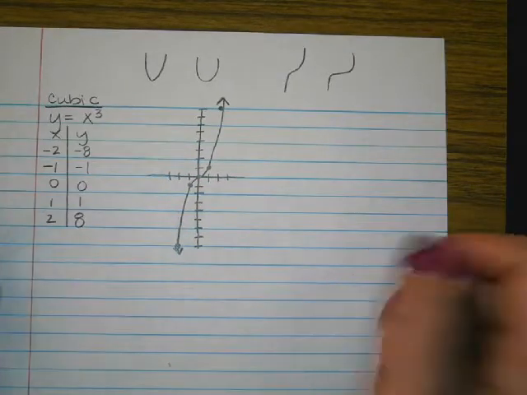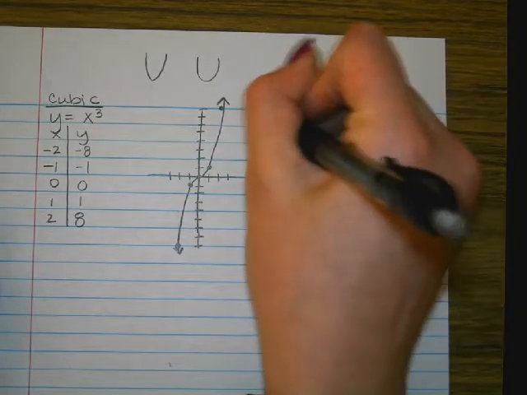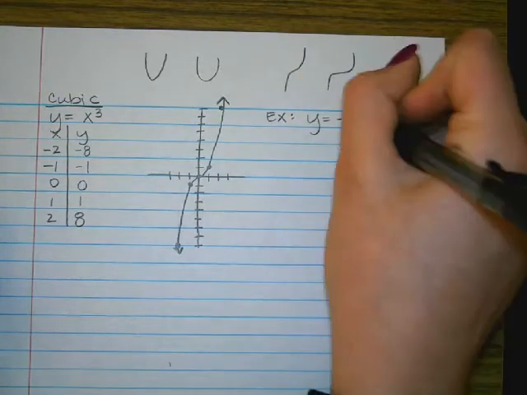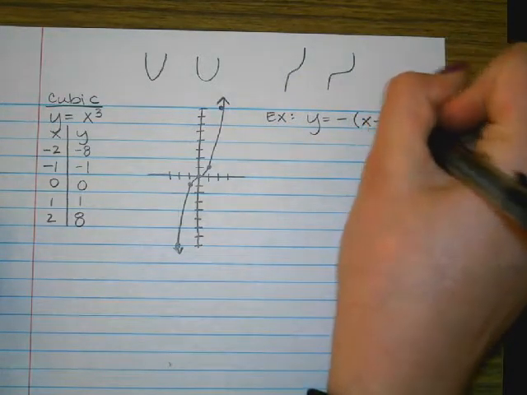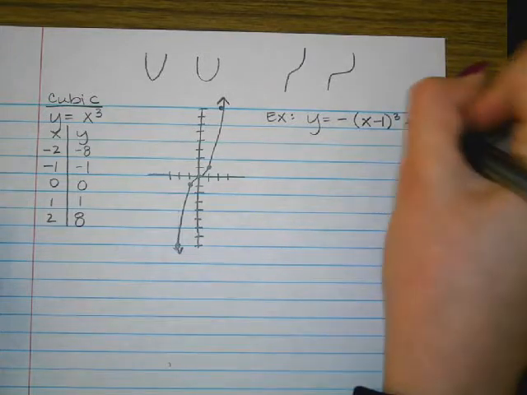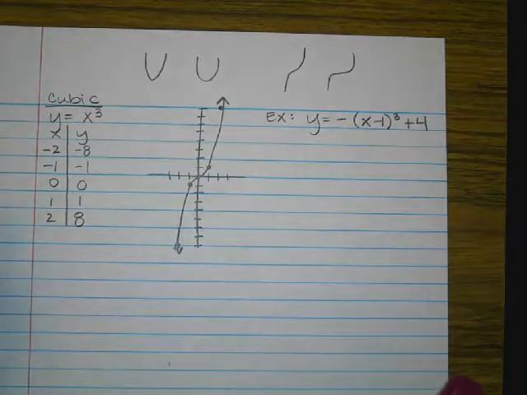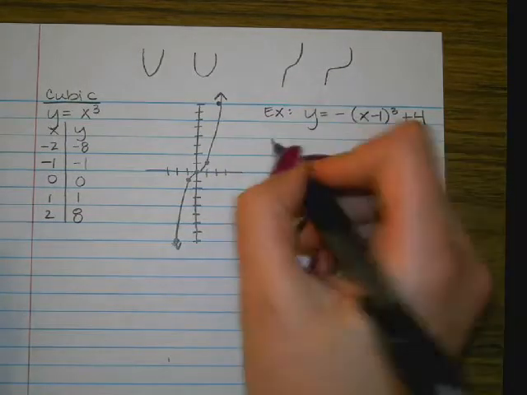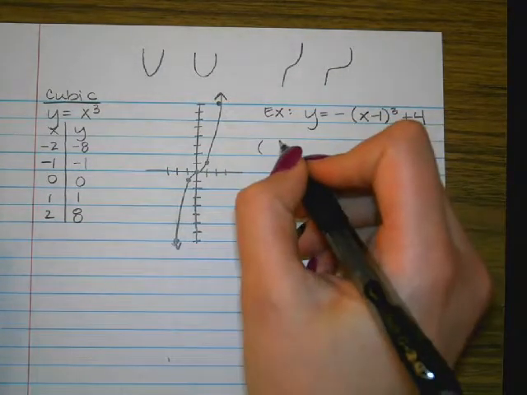All right, so we're going to go ahead and do an example problem for this. So we're going to do y equals -(x - 1) to the 3rd plus 4. And we're going to graph it, and then we're going to find each of the different characteristics for it. So for us to graph it, we're going to do our chart, and I'm just going to write down the points.